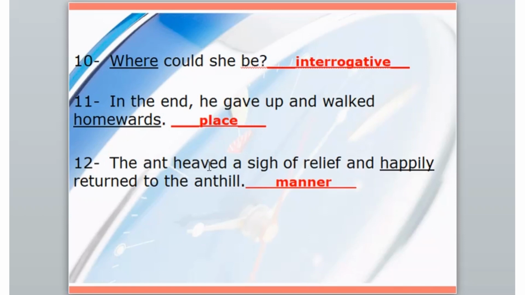The ant heaved a sigh of relief and happily returned to the ant hill. Here, what was the condition of the ants? They went back happily because they are saved, right? So students, underline happily, and what kind of adverb is it? So easy to tell. Yes, adverb of manner. In the blank, you will write manner. Okay, and what will we underline here? Happily.